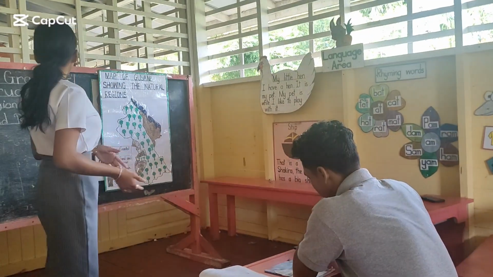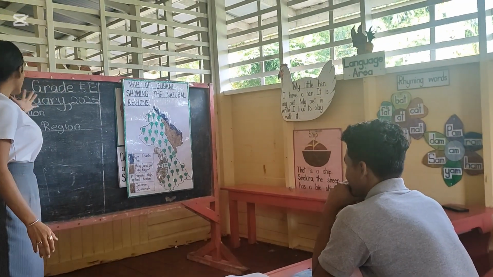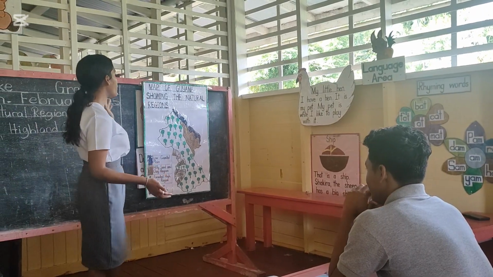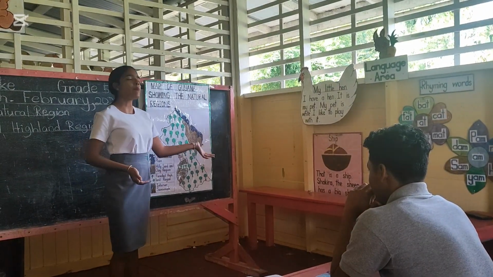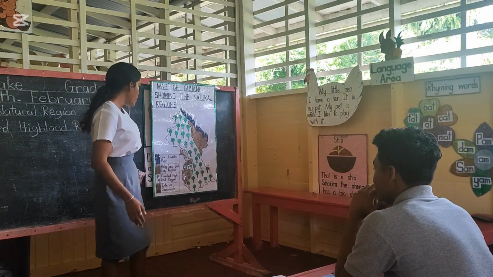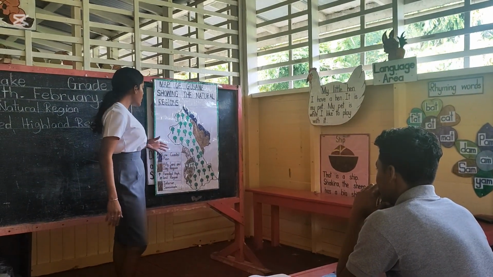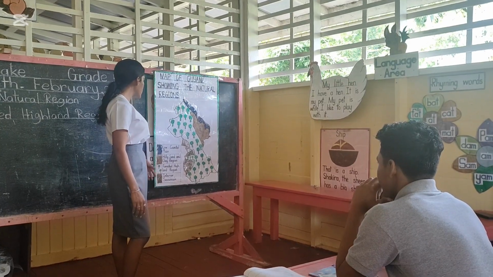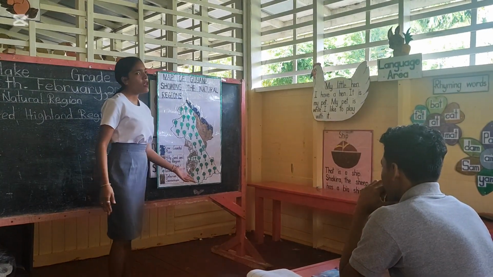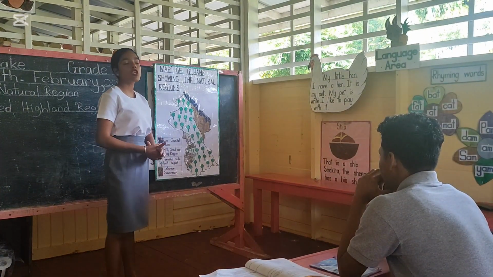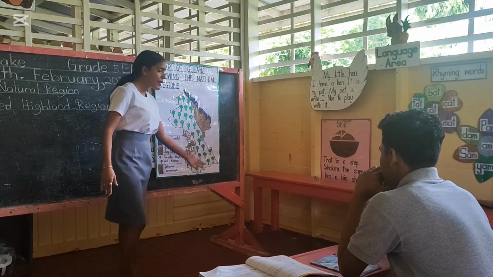Good afternoon, class. So today we will be looking at the natural regions, and to be more specific, we will be looking at the forested highland region. Now here we have a map of Guyana showing the four natural regions of Guyana, which in this case are the low coastal plain, the hilly sand and clay region, the forested highland region, and the interior savanna. Today our main focus will be on the forested highland region, which is represented by these small trees.